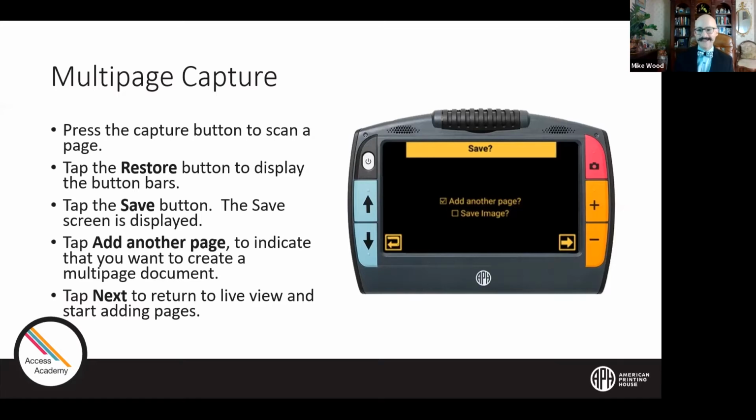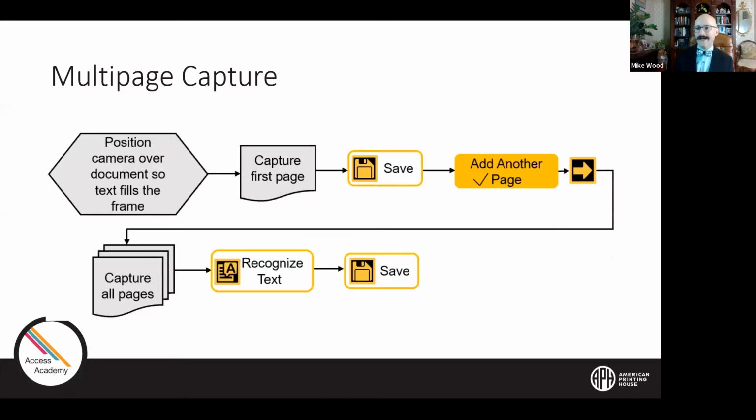The next slide's nice because it kind of gives you a visual of what's happening, a visual kind of flow chart, I guess I would say. So you're going to position the camera over the document so that the text fills that frame. And I'll show you this live in a couple seconds. Capture that first page, hit save, add another page, hit that arrow, capture all pages, recognize text, and then save the document. And then when you save that document, we can go back to what Justine had done and save that audio tag as well.